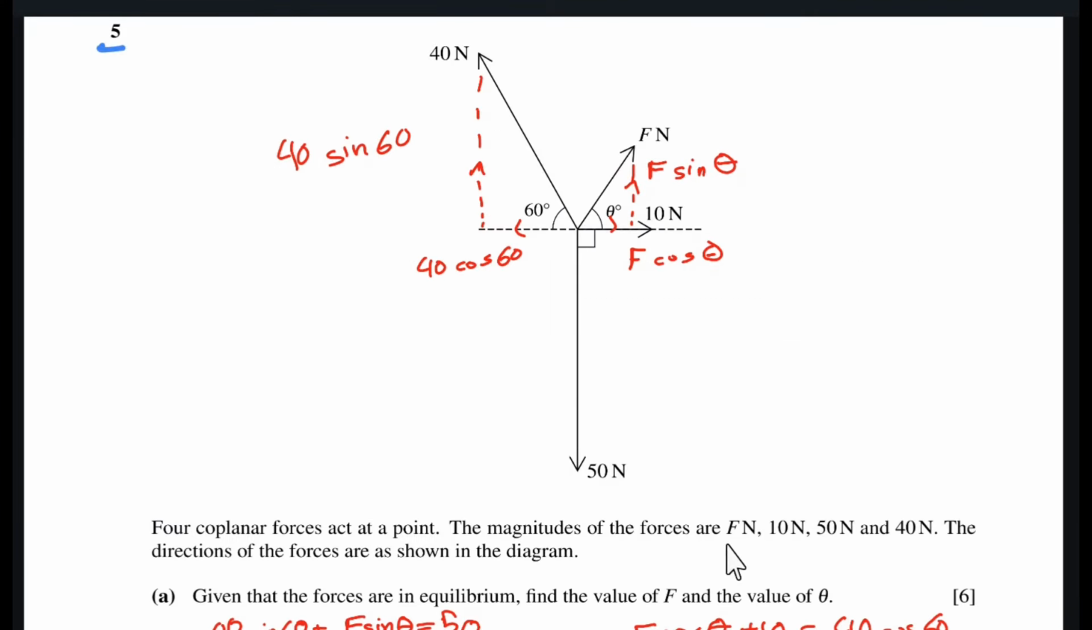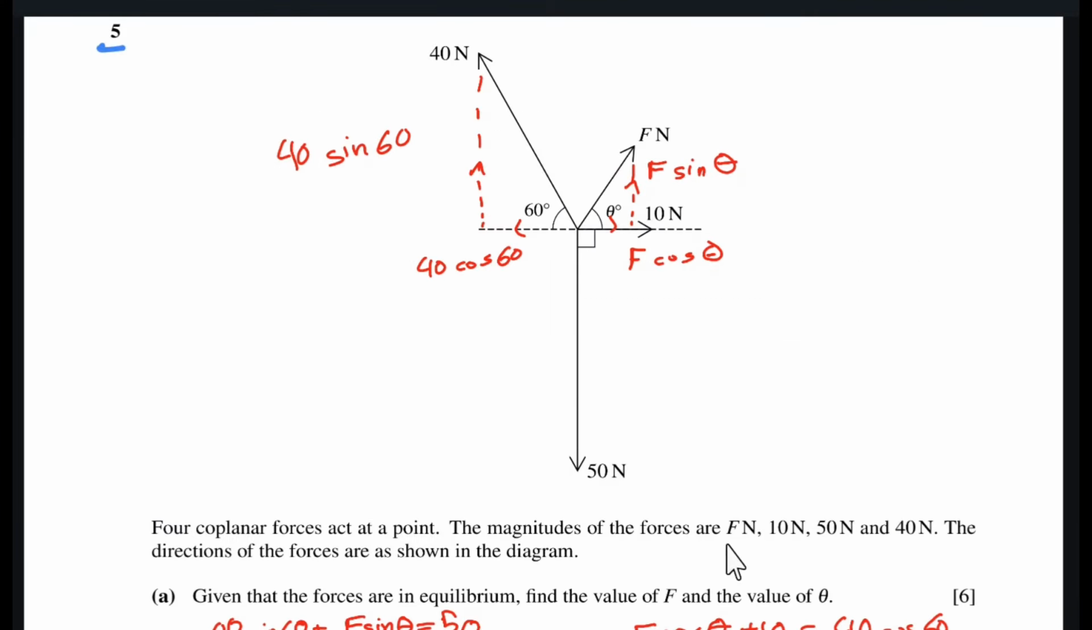Number 6. Two particles P and Q of mass 0.2 kg and 0.1 kg respectively are attached to the ends of a light inextensible string. That means P and Q are attached to a light inextensible string, and the string passes over a fixed smooth pulley at B. Since the pulley at B is smooth, that means there is no effect of friction.